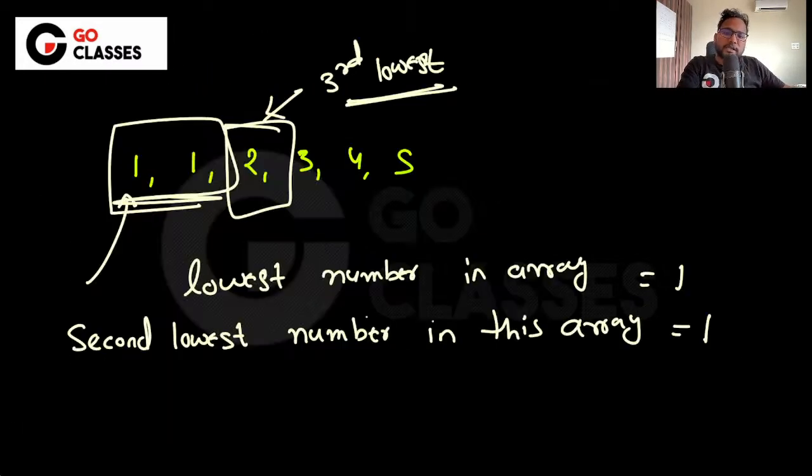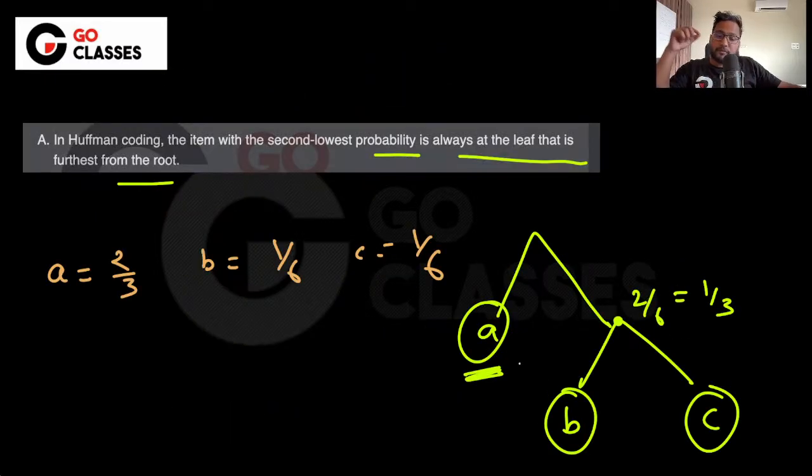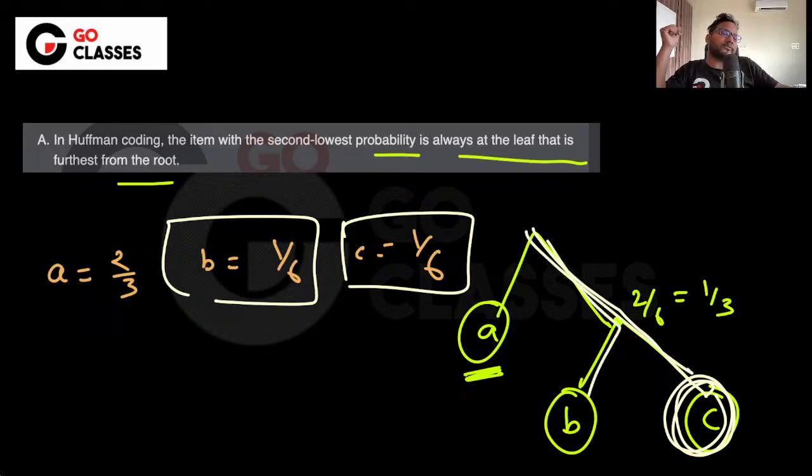So basically, they are saying that this is the lowest, this is the second lowest, and second lowest and lowest are same. So here you will say lowest is this and second lowest is this, which are same. So second lowest is always farthest away. Yes, that is true. First and second lowest both will be the farthest away from the root. That is also true.